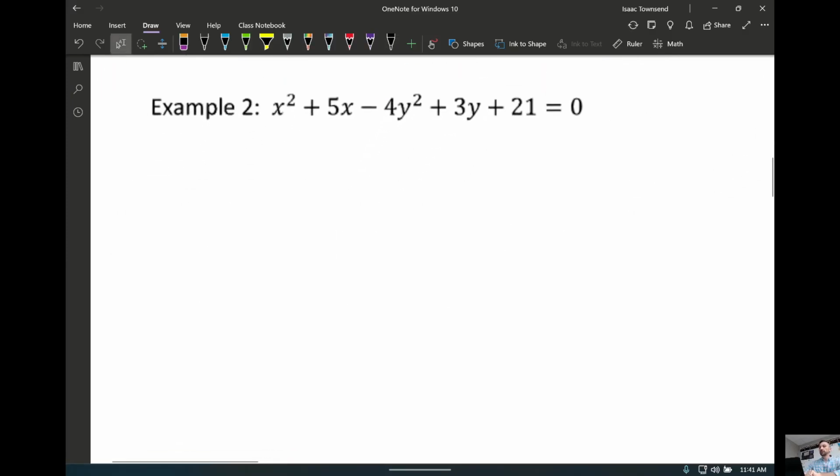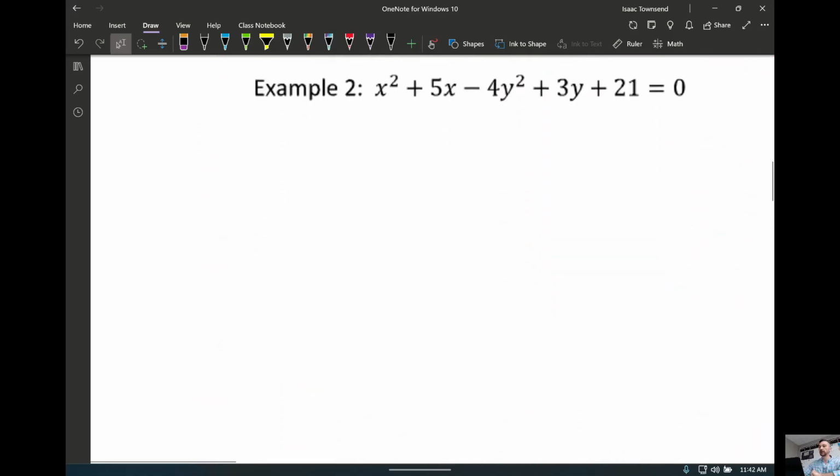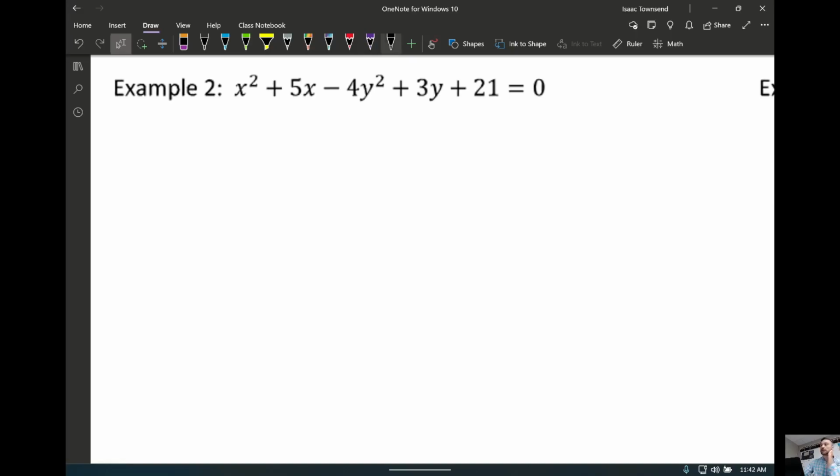Okay, so example 2. I will let some of this be optional after this first example, but for the first one we've got to be very careful here. So what's the derivative of x squared? 2x. And for now, let's put dx over dx. I just took the derivative of an x with respect to x.